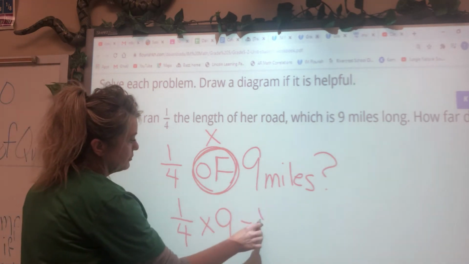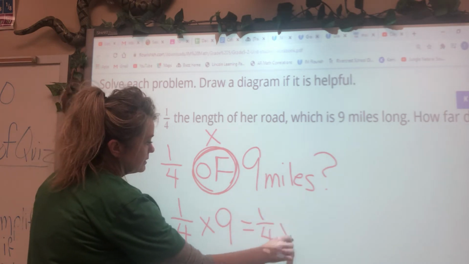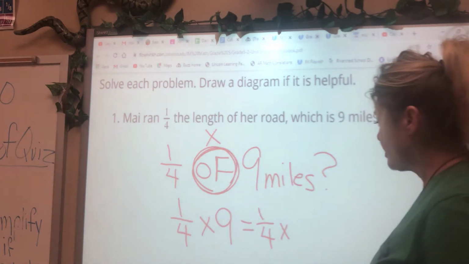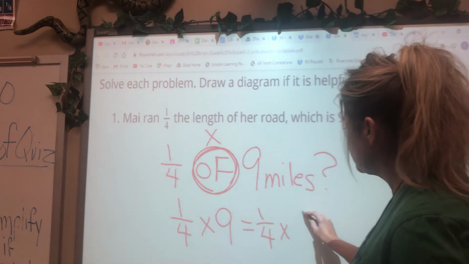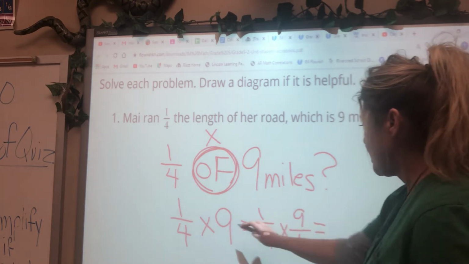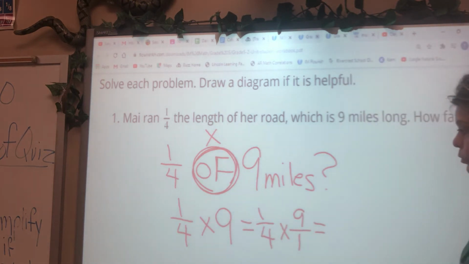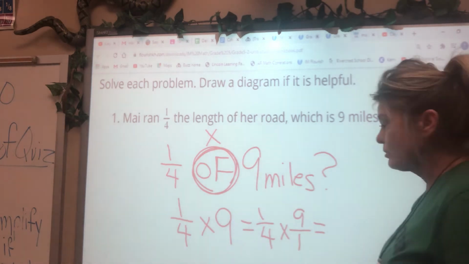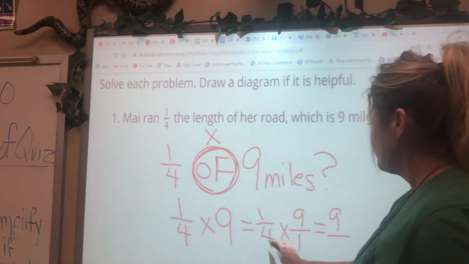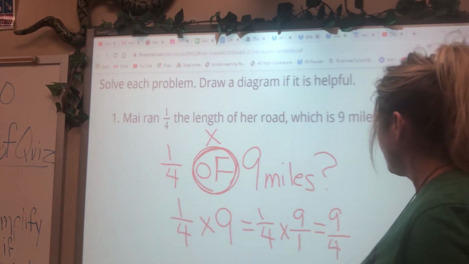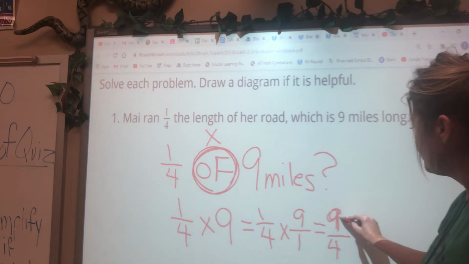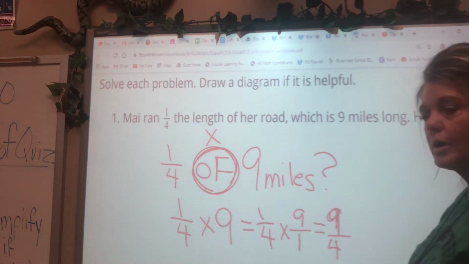We would have 1/4 times, and then to turn our 9 into a fraction so that we can multiply fractions, we always put the whole number over 1. So 9 is the same thing as 9 over 1, and then we multiply straight across. 1 times 9 is 9. 4 times 1 is 4. And this is hard to determine how much in miles if you just look at it as an improper fraction.